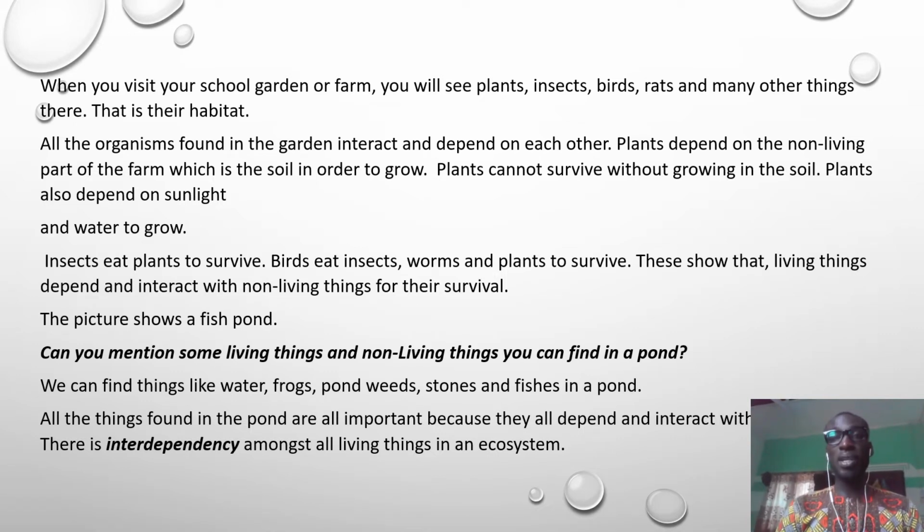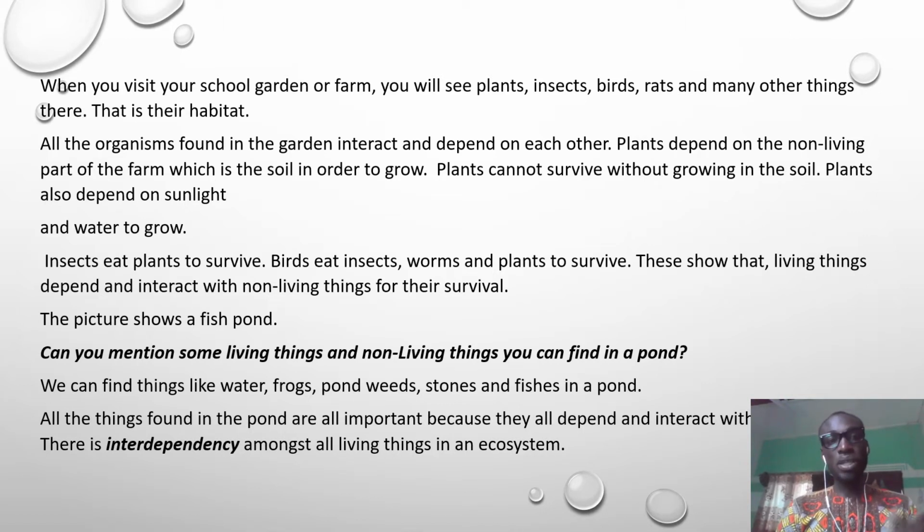Plants depend on non-living part of the farm, which is the soil, in order to grow. Plants cannot survive without growing in the soil. I don't think you would agree with me that plants will survive without any soil. Good, because that is where they get their nutrients and other things that they need in order to survive. So without the soil, I don't think the plants will survive.